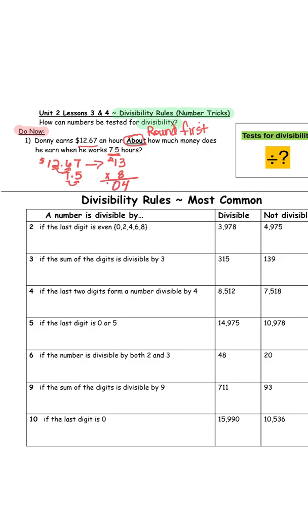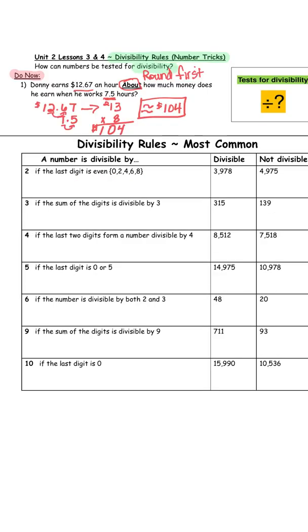And your final answer would be $104. By the way, there is a symbol that looks like an equal sign, but it's a little squiggly. That means about. So Danny would earn about $104. That would be the final answer for that one.